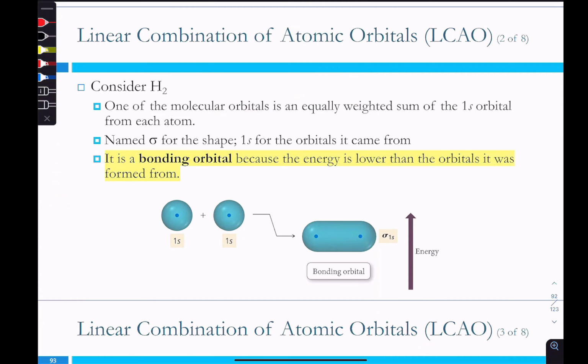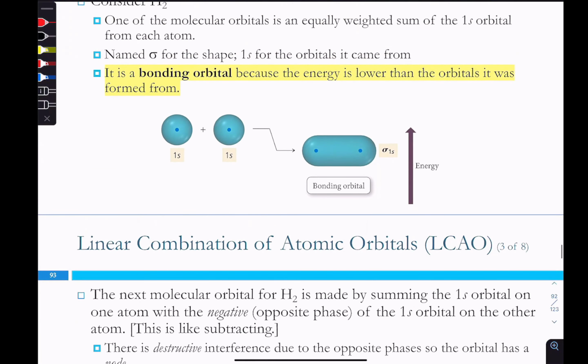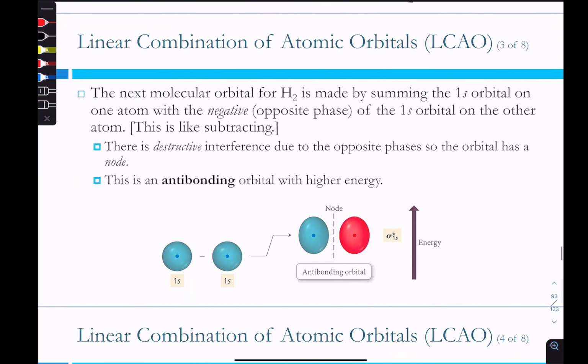So lower than the energy it was formed from. So we get a lower energy, that's a bonding orbital. So that's a favorable interaction. We can't have unfavorable interactions. So the next molecular orbital for hydrogen is made by summing up the 1s orbital on the one atom with the negative or opposite phase of the 1s orbital on the other atom. So it's subtracting. So on the one hand, we have those orbitals that are interacting positively, so it lowers the energy. On the other side, you get destructive interference.